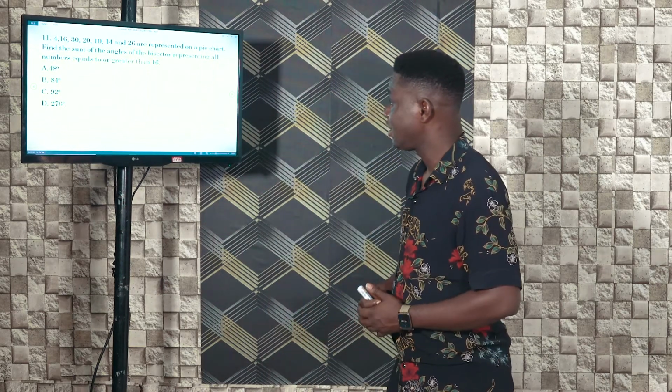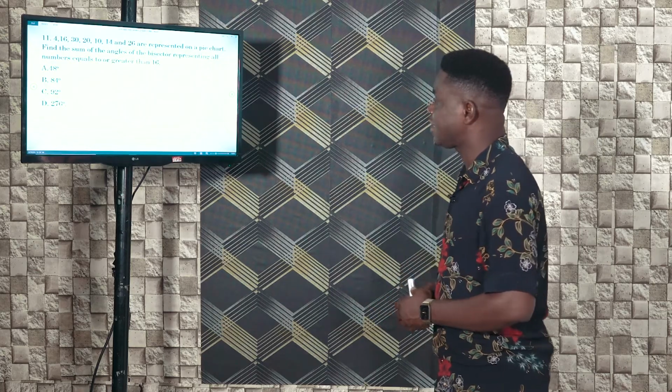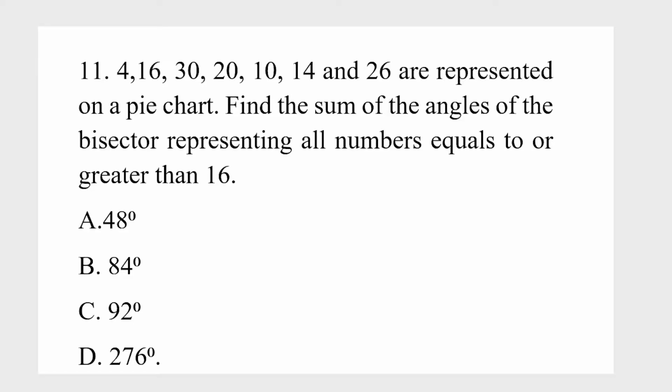Question number 11. 4, 16, 30, 20, 10, 14, and 26 are represented on a pie chart. Find the sum of the angles of the bisector representing all numbers equal to or greater than 16.